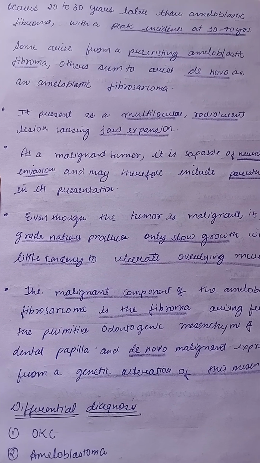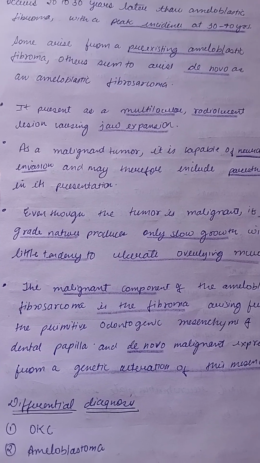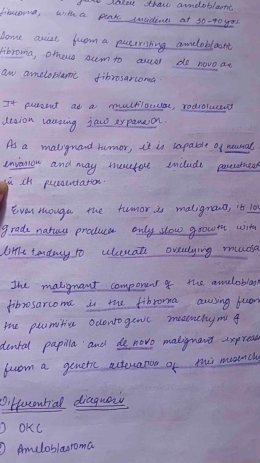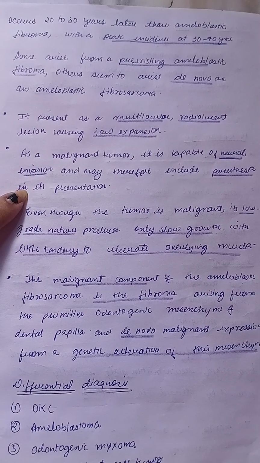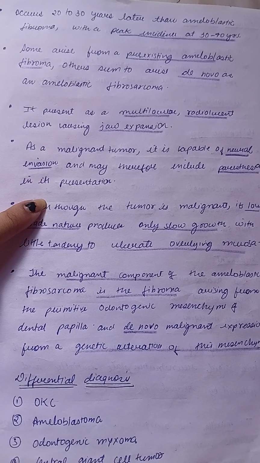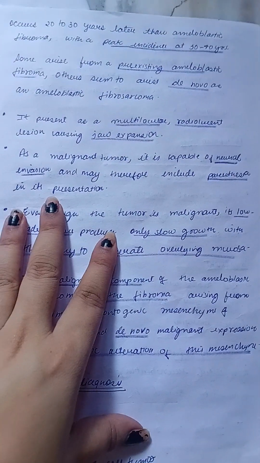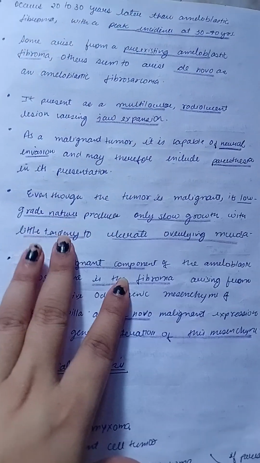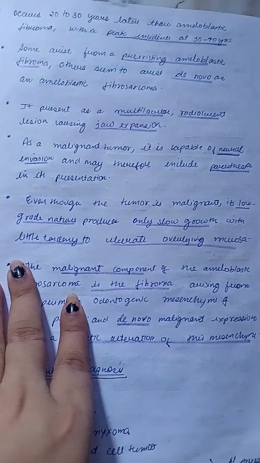It presents as a multilocular radiolucent lesion causing jaw expansion. As a malignant tumor, it is capable of neural invasion and may therefore include paresthesia in its presentation. Obviously, it shows neural invasion, so it can cause paresthesia. Why neural invasion? Because it is a malignant tumor.